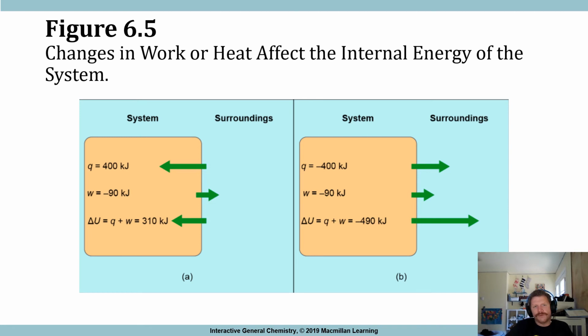Q equals 400 kilojoules, W equals negative 90 kilojoules. So we've got heat coming into the system from the surroundings, work being done by the system onto the surroundings. What's the net there? Well, the net, or delta U, is going to be an overall positive 310. Now, if we have heat leaving the system going to the surroundings and work leaving the system going to the surroundings, then we have a delta U of negative 490 kilojoules.